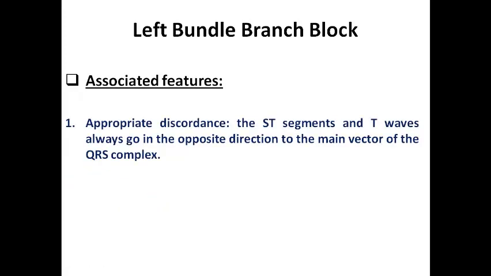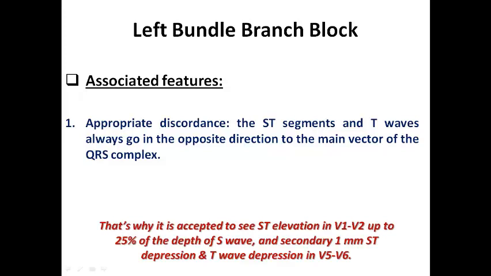Associated features, of course, are very common. Sometimes we can find something called appropriate discordance, as the ST segment and T wave move in the opposite direction to the mean vector of the QRS complex. That's why it is accepted to see ST elevation in V1 and V2, which are predominantly negative, up to 25% of the depth of the S wave, and secondary 1 mm ST depression and T wave depression or T-wave inversion in V5 and V6, because we know in V5, V6 the complexes are predominantly positive, so there could be ST depression.